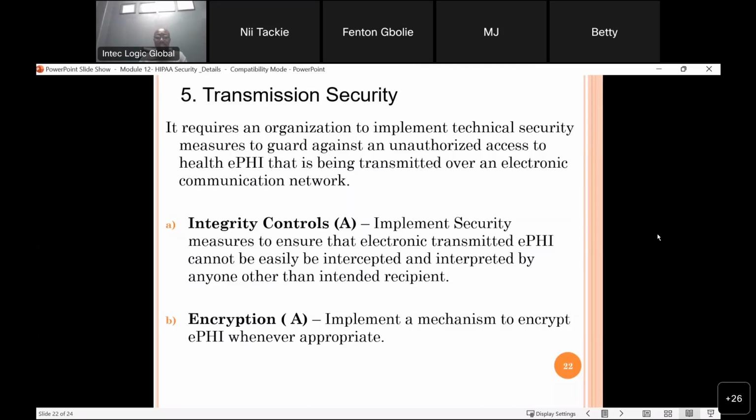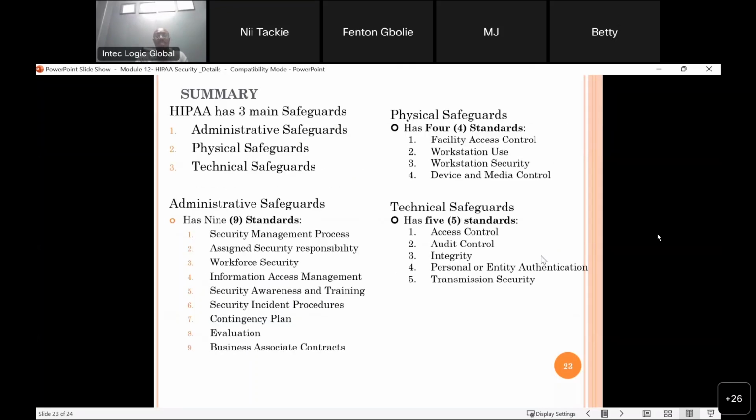Then also encryption: implement mechanisms to encrypt EPHI whenever appropriate. It's very, very important. Make sure that EPHI is protected whenever that is appropriate. It's very, very important, encryption. So the summary is here again. Make sure these are the highlights. You are very familiar with it, right?